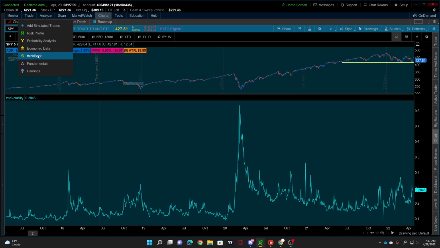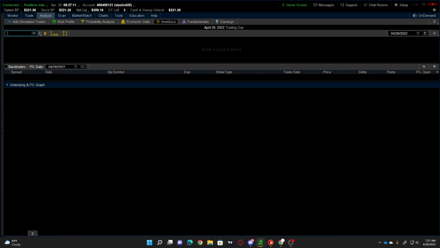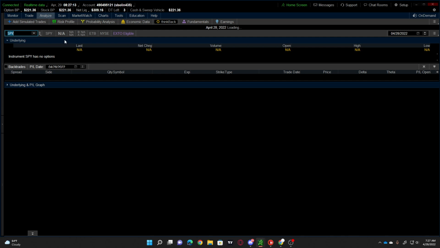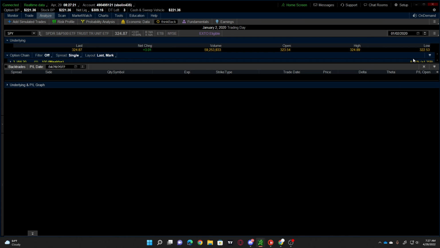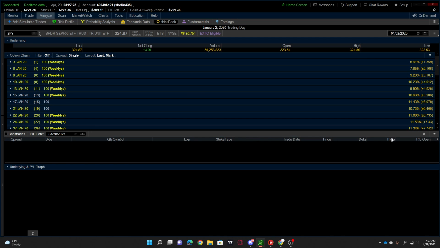So we can go to Think Back. We'll look at SPY. We will set this to January 2020, and we'll look at the first day of the year. One thing that I would point out is look at the average implied volatility back then: 8, 9, 10, 11, very low values.